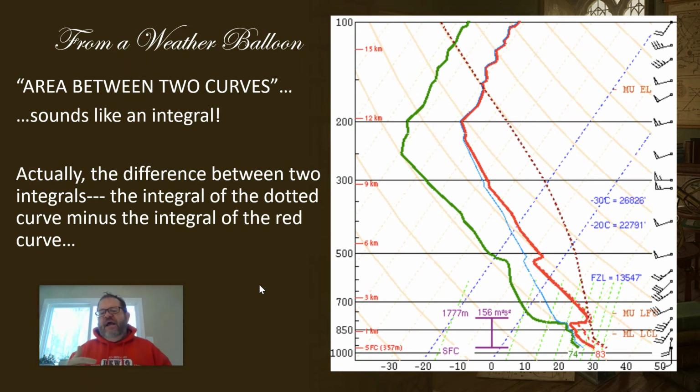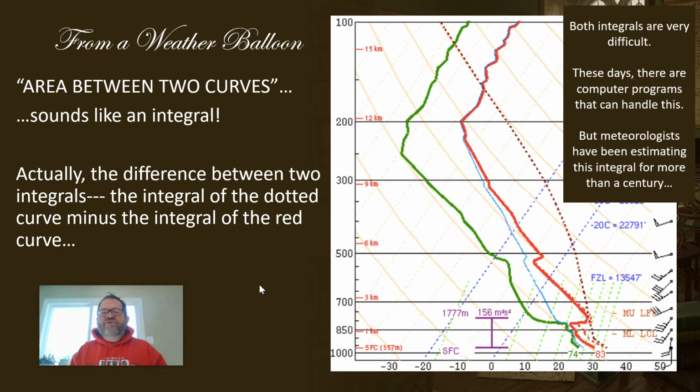red curve. There's a handful of technical details in here, like we would actually have to turn the graph 90 degrees for this to work if we were going to be doing it. But here's the deal. We're not going to do it, because both of the integrals, the integral of the red curve and the integral of the dotted curve, are ludicrously difficult. They are not something even PhD meteorologists do, okay? They are not a pretty calculation.